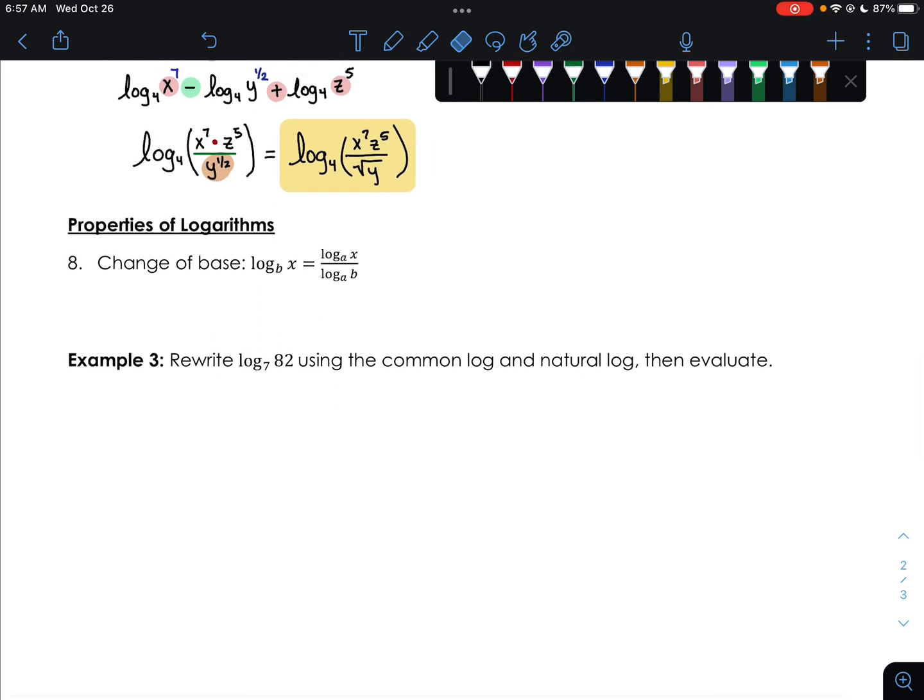So in example 3, we're going to rewrite log base 7 of 82 using the common log and the natural log. Remember that the common log is a base 10. It looks like a log with no base. The natural log is a base e. That is where we use the ln. And then we're going to evaluate.